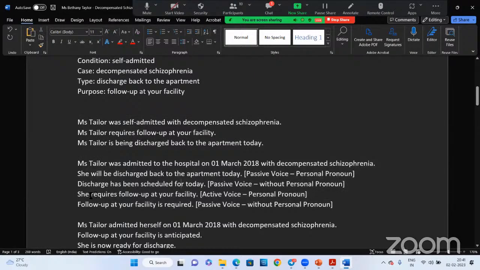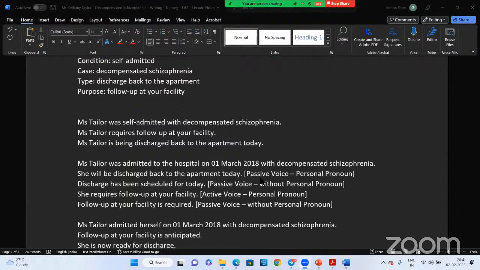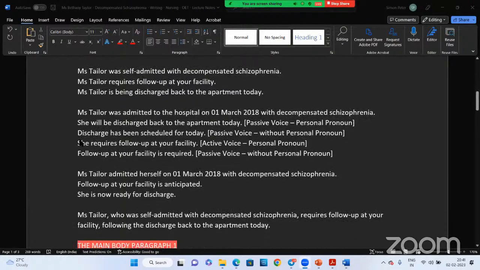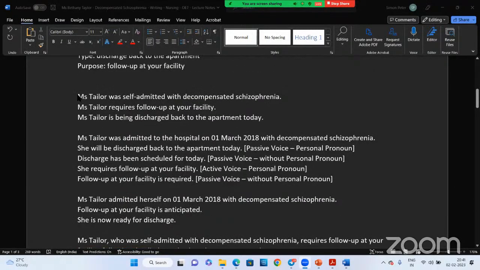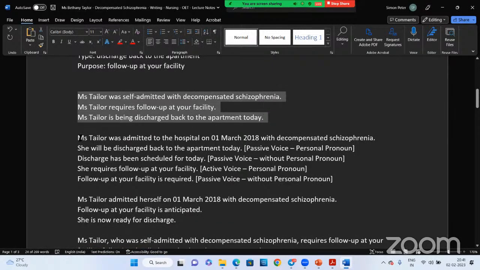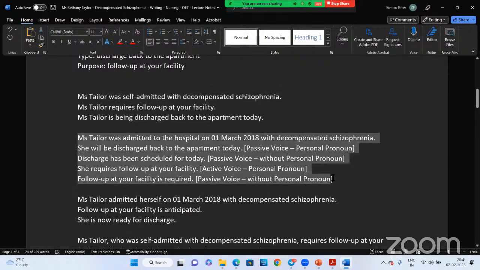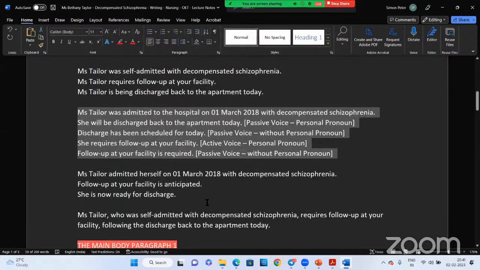Next, how to avoid she using passive voice. This is passive voice with personal pronoun. This is passive voice without personal pronoun. There are many students who asked me. So that's why I'm explaining. Okay. So all these are correct. This is a B grade sentence. This is a B plus sentence.